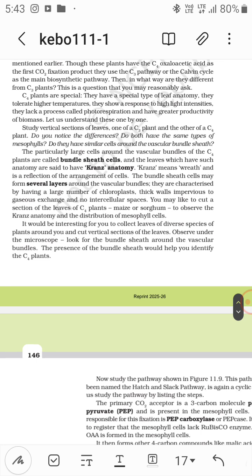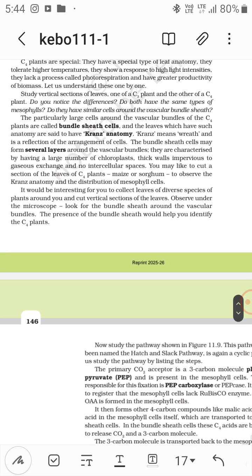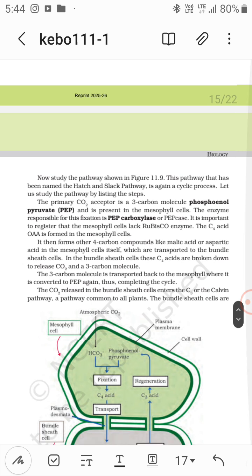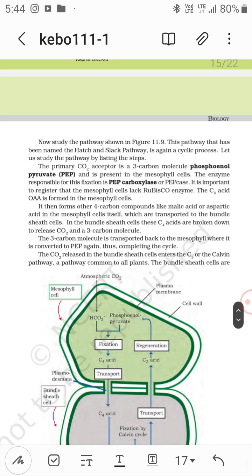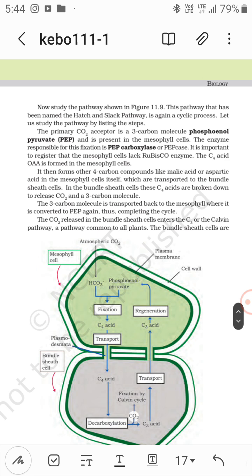Now bundle sheath cells may form several layers around the vascular bundles, so they are characterized by having a large number of chloroplasts, thick walls impervious to gaseous exchange, and no intercellular spaces. C4 plants include maize and sorghum. Now the C4 pathway is the Hatch and Slack pathway. It is a cyclic process.